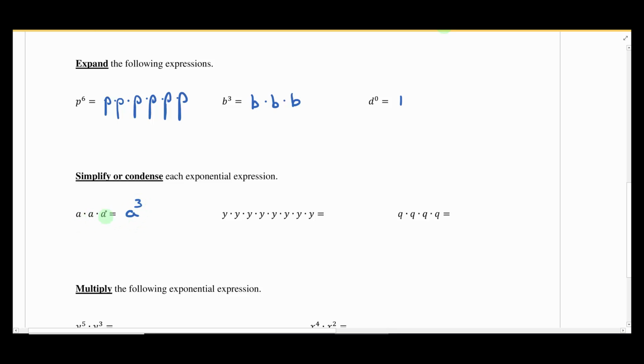And that's a lot easier to write than this, especially if we have a lot of them like this one. So if I count these up, I got 1, 2, 3, 4, 5, 6, 7, 8 of these things. So the base is y, and since it's multiplying by itself 8 times, this would be y to the 8th power. Last one here, Q is the base, and I've got 1, 2, 3, 4 of them, so this will be q to the 4th power. So that is what it looks like to condense or simplify an exponential expression.